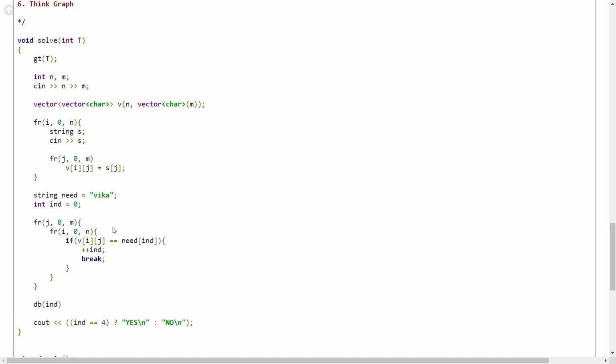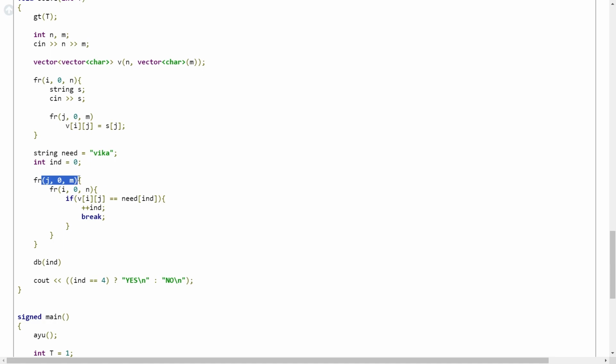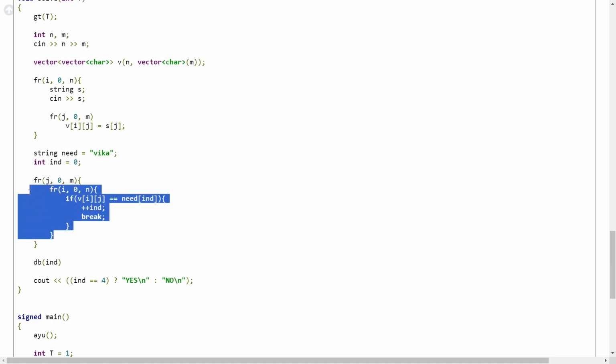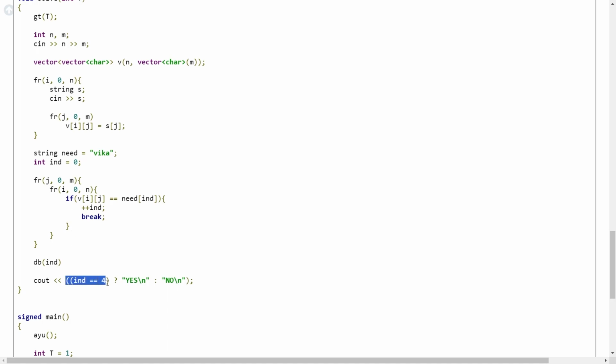Now I initialize my index with 0 and I'm just going through all the columns starting from 0 to less than n. For each column, I'm just going through all the rows, and if that particular character is equal to the character that I need, I'm just going to increment my index and break from here. If I find that particular character, that means I should move on to the next column. Now at the end, if index is equal to 4, that means I have traversed all the characters of this particular string. In that case, I can print yes, otherwise I'll have to print no. So this would be the solution for the first problem.